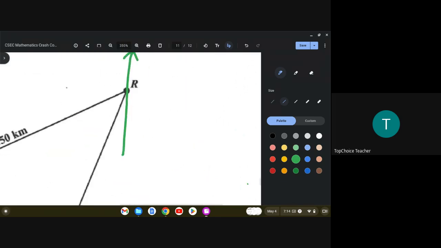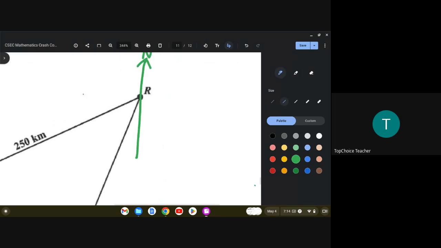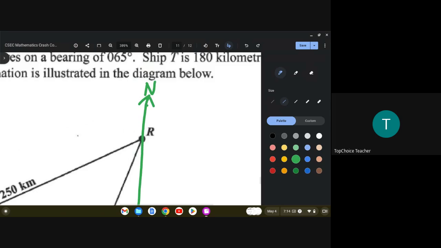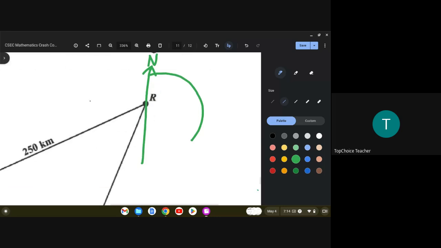What do they want us to find? They want us to find the bearing, so that would be a clockwise value. So let me draw this a little higher. That's good. We have to find this angle here. I'm drawing it a little big because I know I will need to do some work in this space soon. This is the angle we want to find here.